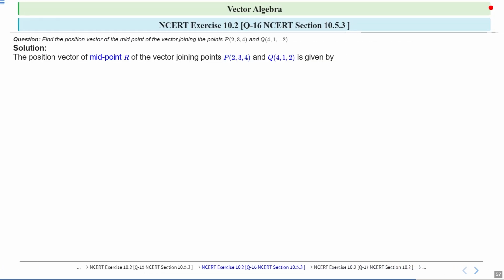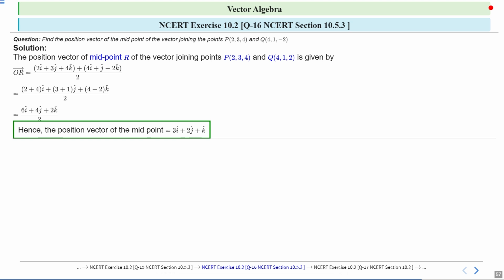The position vector of midpoint R of vector joining points P (2, 3, 4) and Q (4, 1, minus 2) is given by OR vector is equal to (2 i cap plus 3 j cap plus 4 k cap plus 4 i cap plus j cap minus 2 k cap) upon 2, which is equal to (2 plus 4) i cap plus (3 plus 1) j cap plus (4 minus 2) k cap upon 2, right, which will be equal to (6 i cap plus 4 j cap plus 2 k cap) upon 2. Hence the position vector of the midpoint will be equal to 3 i cap plus 2 j cap plus k cap, right? 3 i cap plus 2 j cap plus k cap is the right answer.